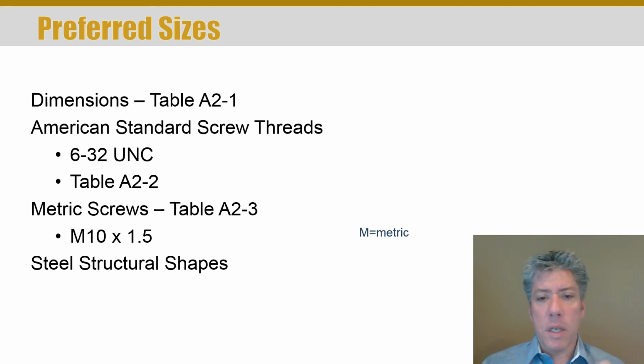In the metric designation, M means metric, 10 millimeters the basic diameter, and then 1.5 means there's 1.5 millimeters between the threads or between the turn. That's the amount of advancement in the turn of the screw. It's also called the pitch.